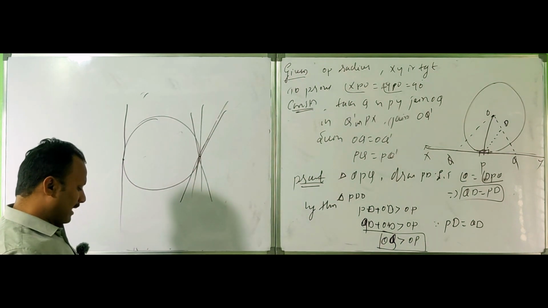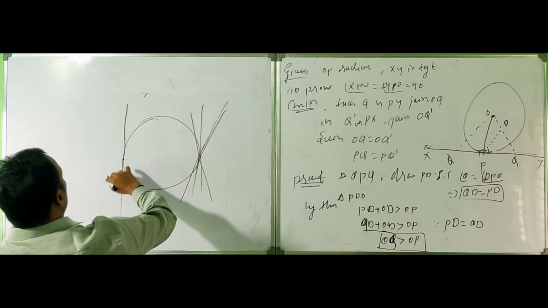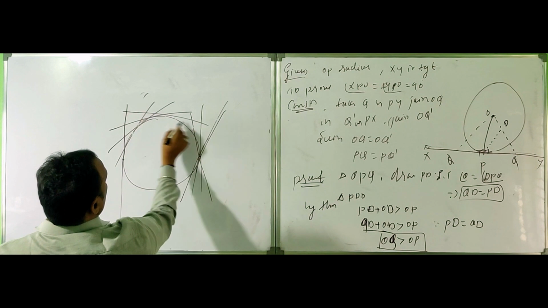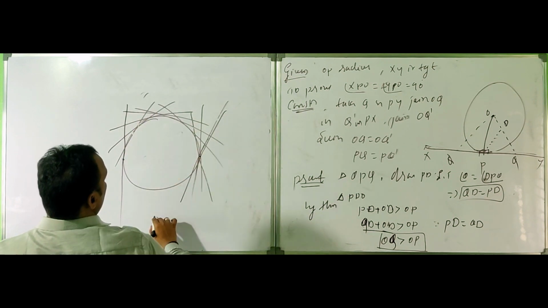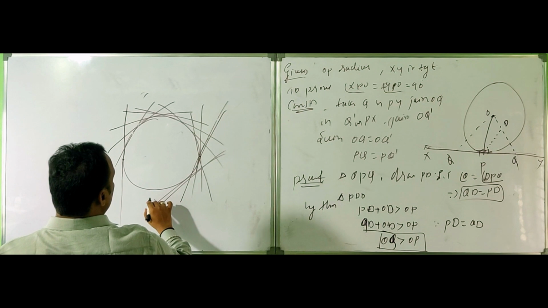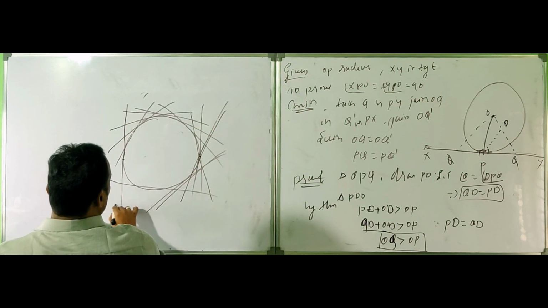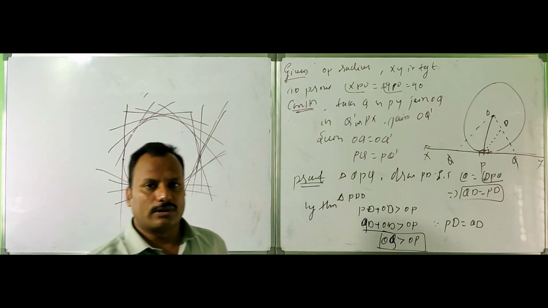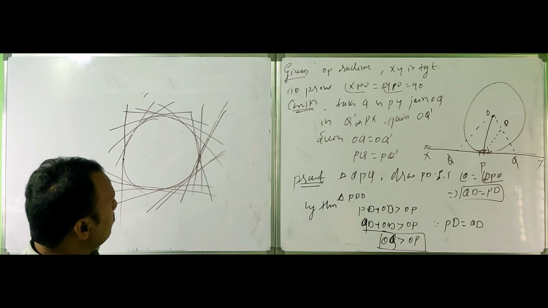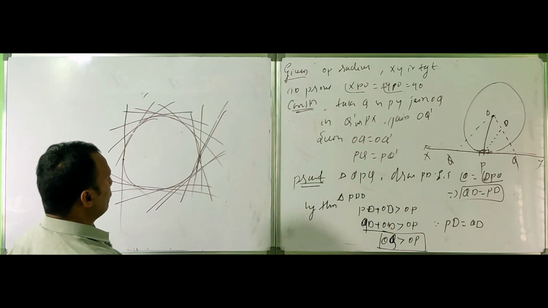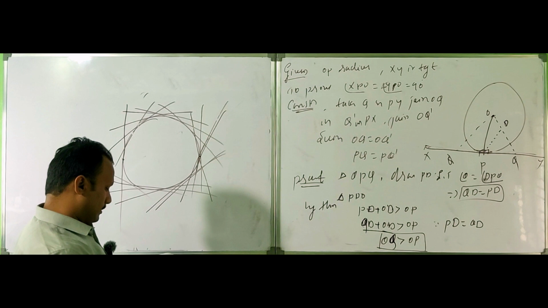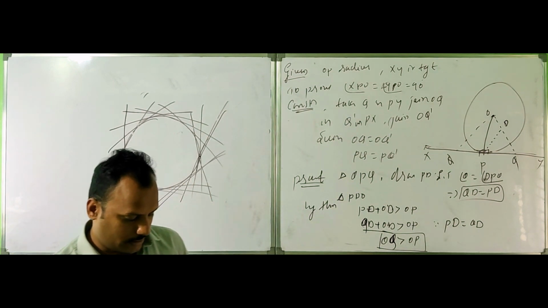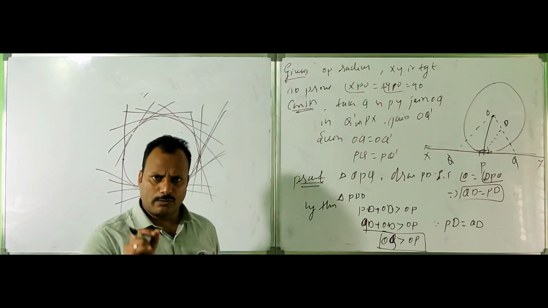And how many tangents can a circle have? Many. This is a tangent, this is a tangent, this is a tangent, this is a tangent. At one point there will be one tangent, right? Then, a tangent to a circle intersects the circle in only one point.